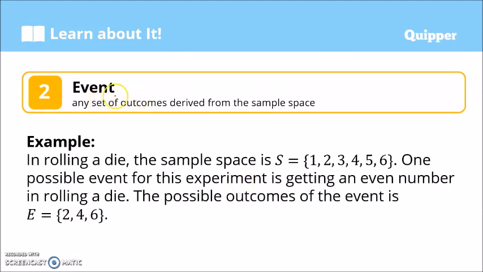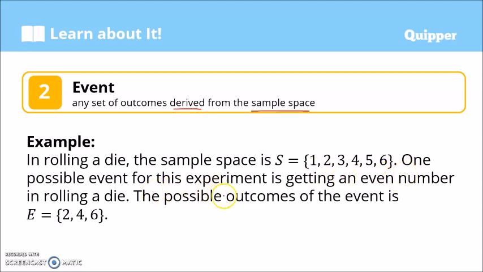When we say event, it refers to any set of outcomes derived from the sample space. Example, when we roll a die, the sample space is given by S equals the set of 1, 2, 3, 4, 5, 6. Bakit ito? Kasi when we roll a die, di ba yung isang die, merong 6 outcomes yan. Yung 1, if you can imagine a die, isang tuldok, dalawang tuldok, tatlong tuldok hanggang sa 6. So it has 6 faces. So the sample space is given by this one. So you can have 1 or 2 or 3 hanggang 6.